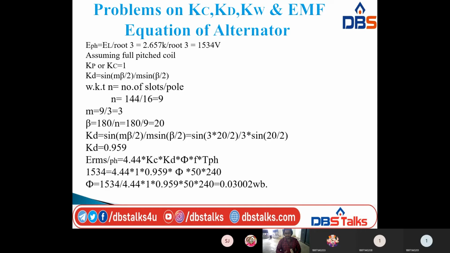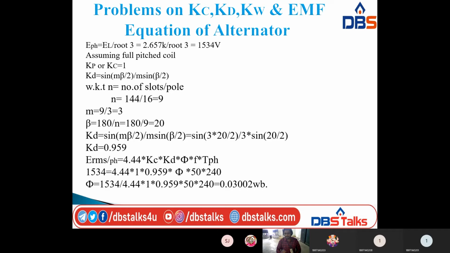After calculating the n value, we have to calculate the m value. What is the formula for m? Number of slots per pole per phase. So based on that formula, m is equal to the number of slots per pole by 3. You know the value n is equal to 9, so m is equal to n by 3, that is 9 by 3. That is equal to 3. Here the m value is 3.